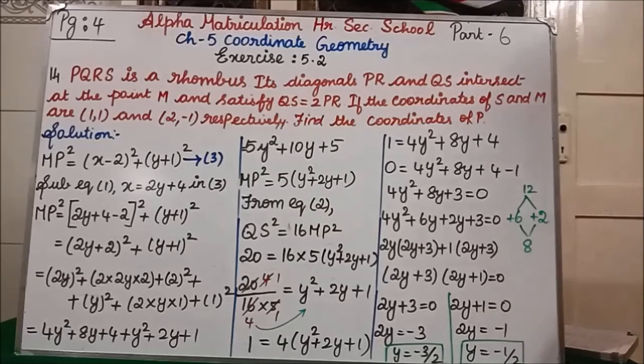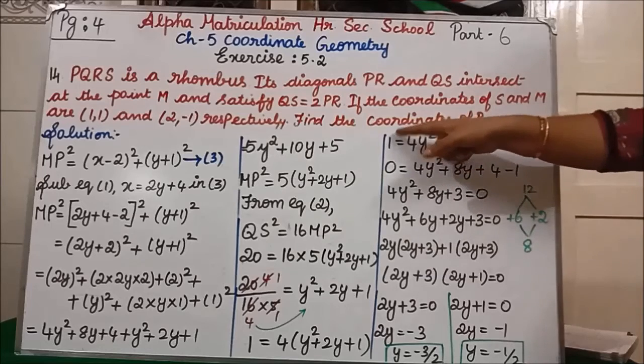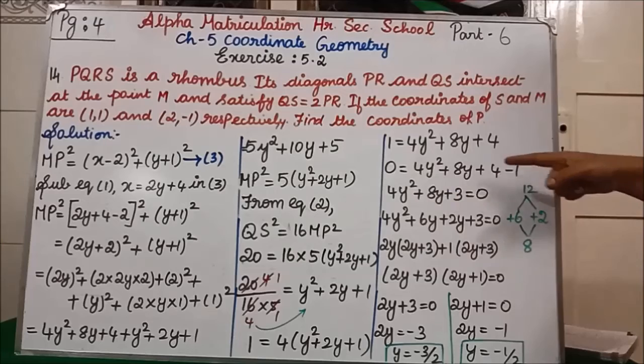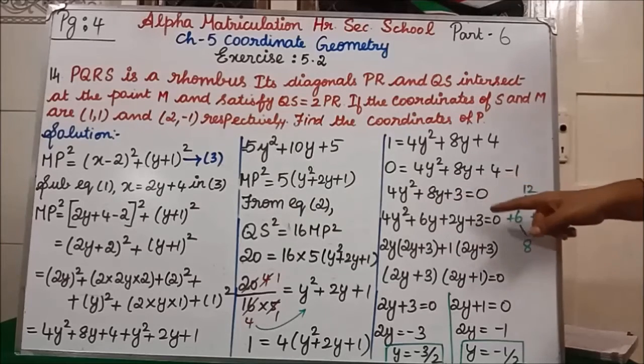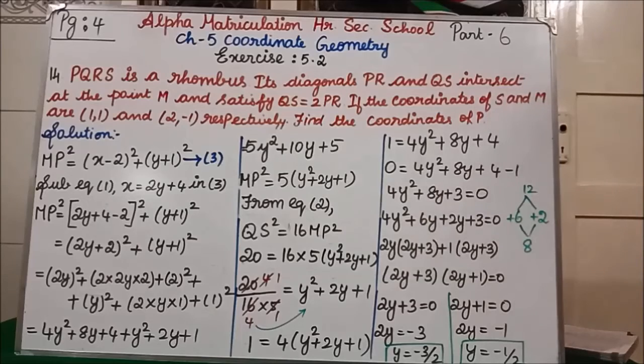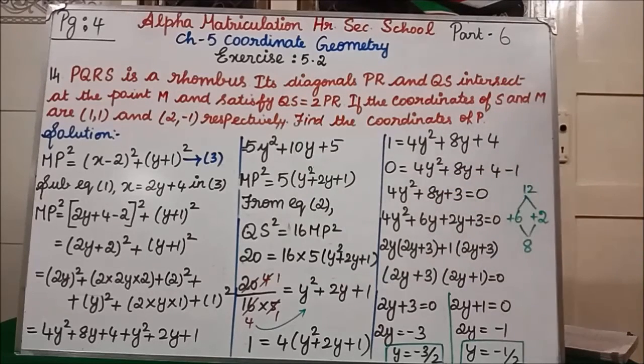Here, the next step, this 1 is coming inside. So which means here plus 1, if it comes this side, it will become minus 1. So 0 equal to 4y square plus 8y plus 4 minus 1. So 4y square plus 8y, 4 minus 1 is what? 3 equal to 0. Now if you see, this is in quadratic equation form: one x square term, one x term, one constant. Okay, that form is there.